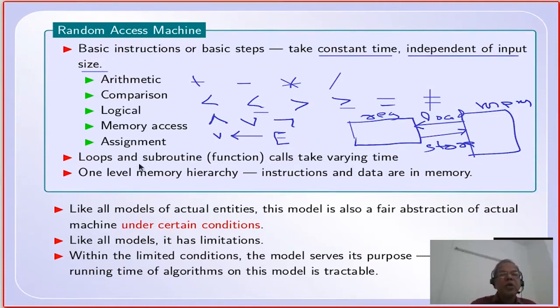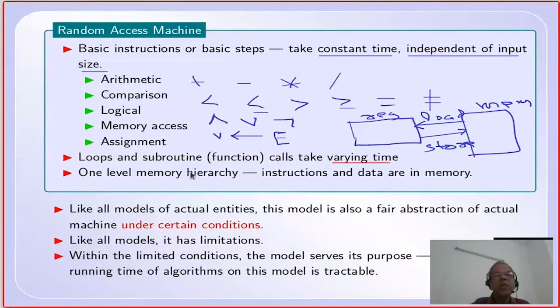In contrast, loops and function calls take varying time. Two loops do not take the same amount of time. How long a loop takes to run to completion depends upon how many times the loop body is iterated. Therefore, a loop is not a basic instruction. Similarly, function call. Because every function call or subroutine call takes an input. How long the function call takes to finish execution depends upon the input size. So examples of not basic operations are loops and subroutine.